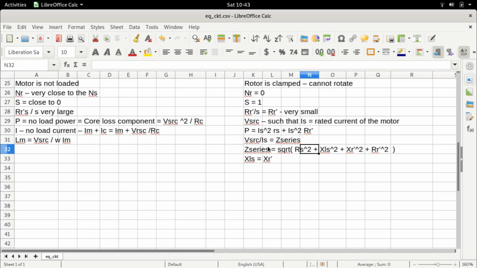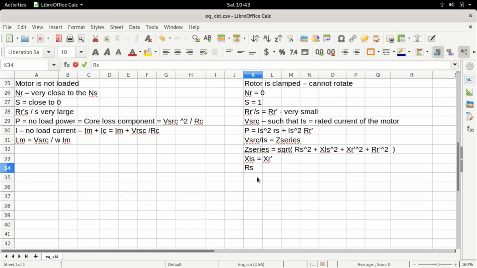RS is the winding resistance of the stator. This is the stator coil or the stator winding. And RR dash is actually the bar resistance, the rotor bar resistance. So we cannot equate these two. We cannot say RR, let me write this down.